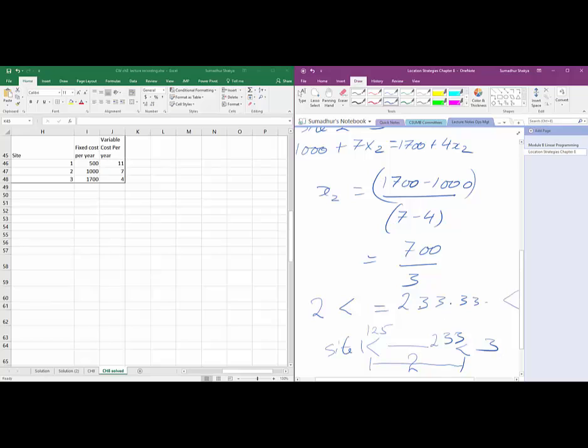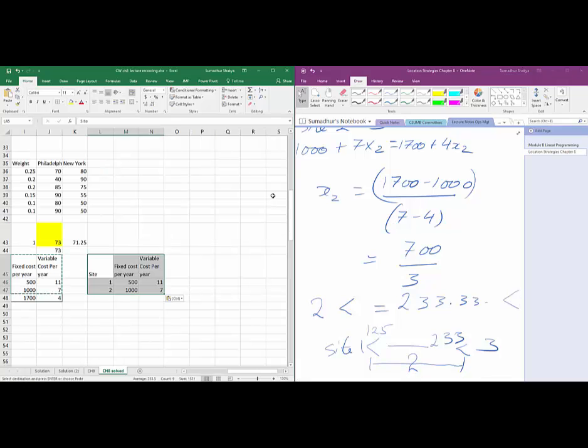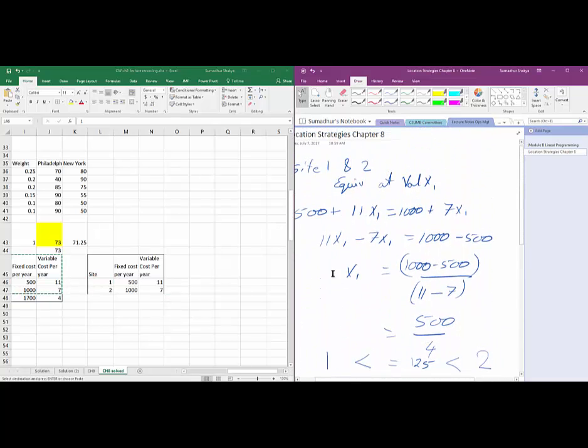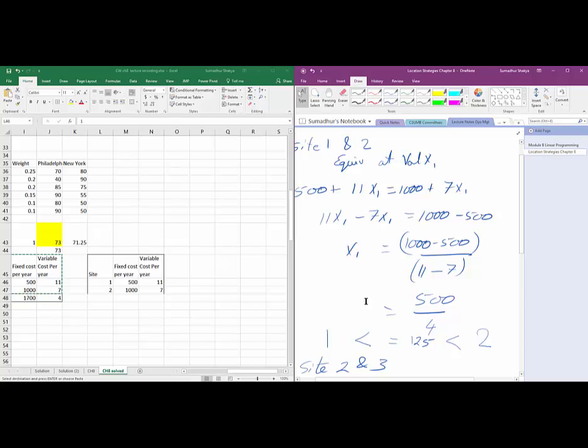Now let's do this in spreadsheet and also try to make a graph that'll help us visualize this process, so then our understanding is more clear. So first I'll try to compare site 1 and site 2. Now we already made the equation for this and we came up with a calculation of this one here. So we're going to do the same thing in spreadsheet.